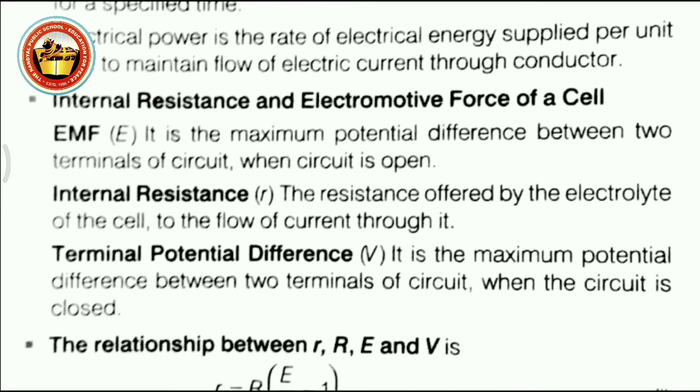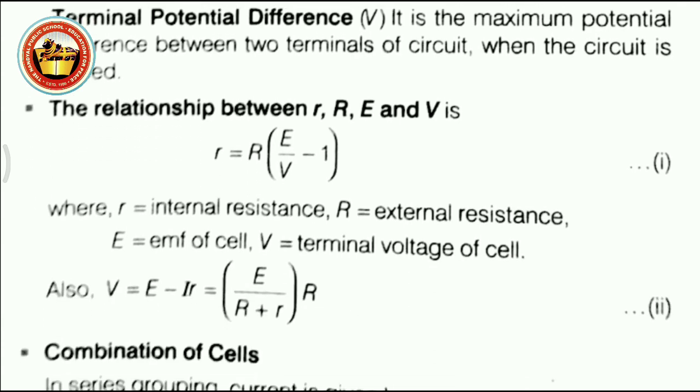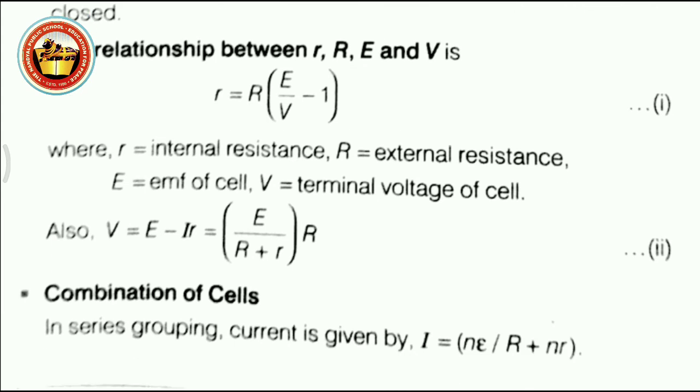Internal resistance small r. The resistance offered by the electrolyte of the cell to the flow of current through it. Terminal potential difference V. It is the maximum potential difference between two terminals of circuit when the circuit is closed. Relationship between small r internal resistance, capital R external resistance, E EMF and V potential difference is small r is equal to capital R into E by V minus 1. V is equal to E minus Ir, that is equal to E divided by small r plus capital R into R.